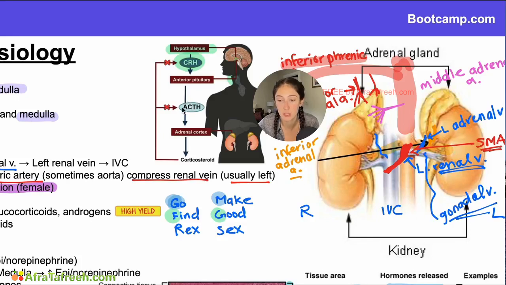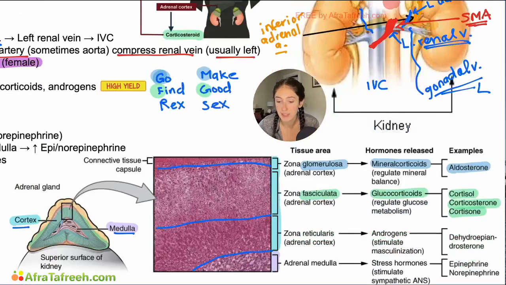Our anterior pituitary will secrete adrenocorticotropin hormone, and then adrenocorticotropin hormone travels to that adrenal cortex. And we're finally down at the level of the adrenal cortex now, and we know that in the adrenal cortex, it is going to be our zona fasciculata that is going to be producing these corticosteroids. And then the last zone of our cortex is going to be the zona reticularis.